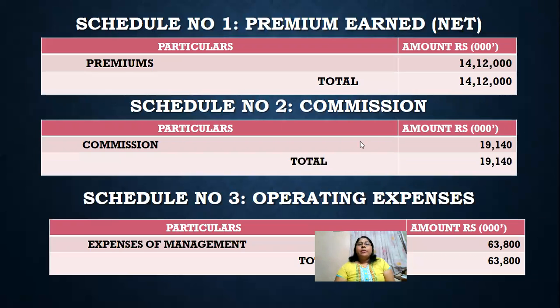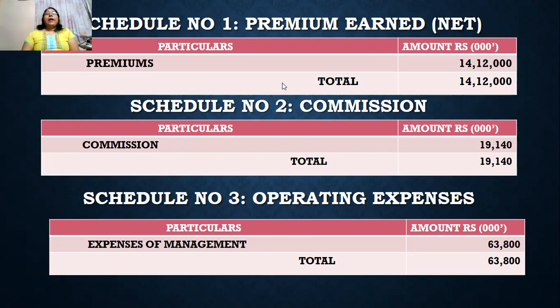Before preparing the revenue account, we need to prepare each and every schedule. The very first schedule is premium earned, and we have only one item as per this problem, that is premium 14,12,000. Commission is given as 19,140. Schedule number 3, operating expenses, the expenses of management, will come as 63,800.